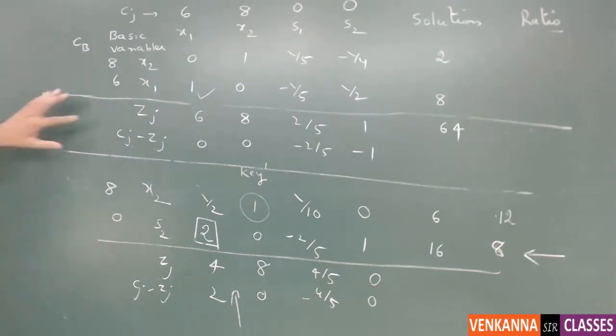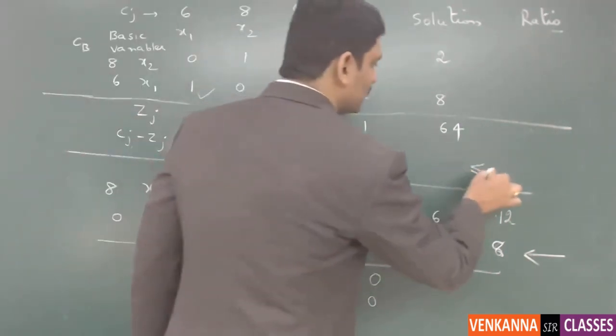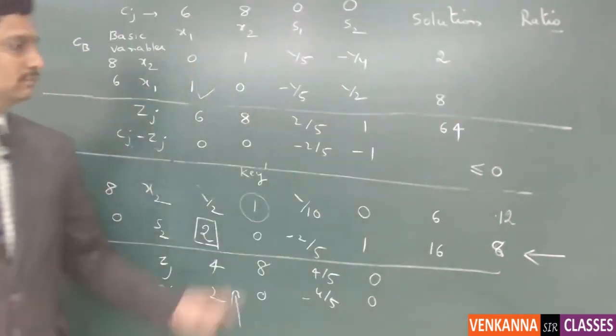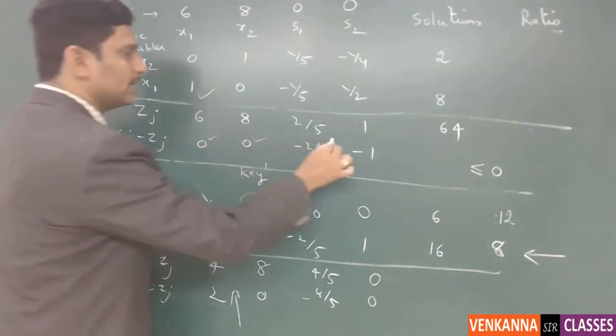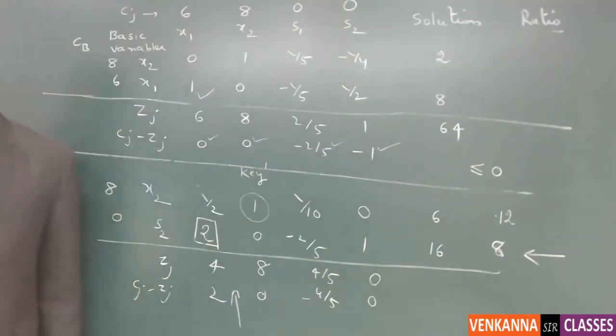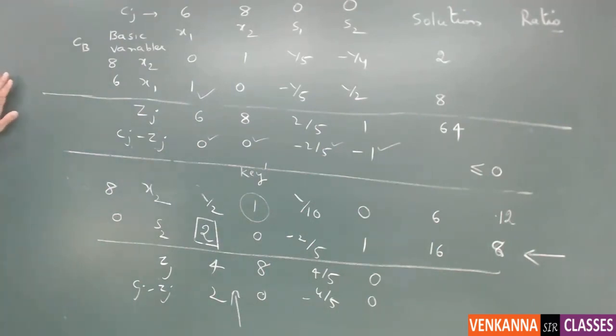Now see, all the entries in the row Cj minus Zj are less than or equal to 0. Here, here, here, and here. Therefore, optimality for the given linear programming problem is achieved. So there is no need to build further tables and do more.